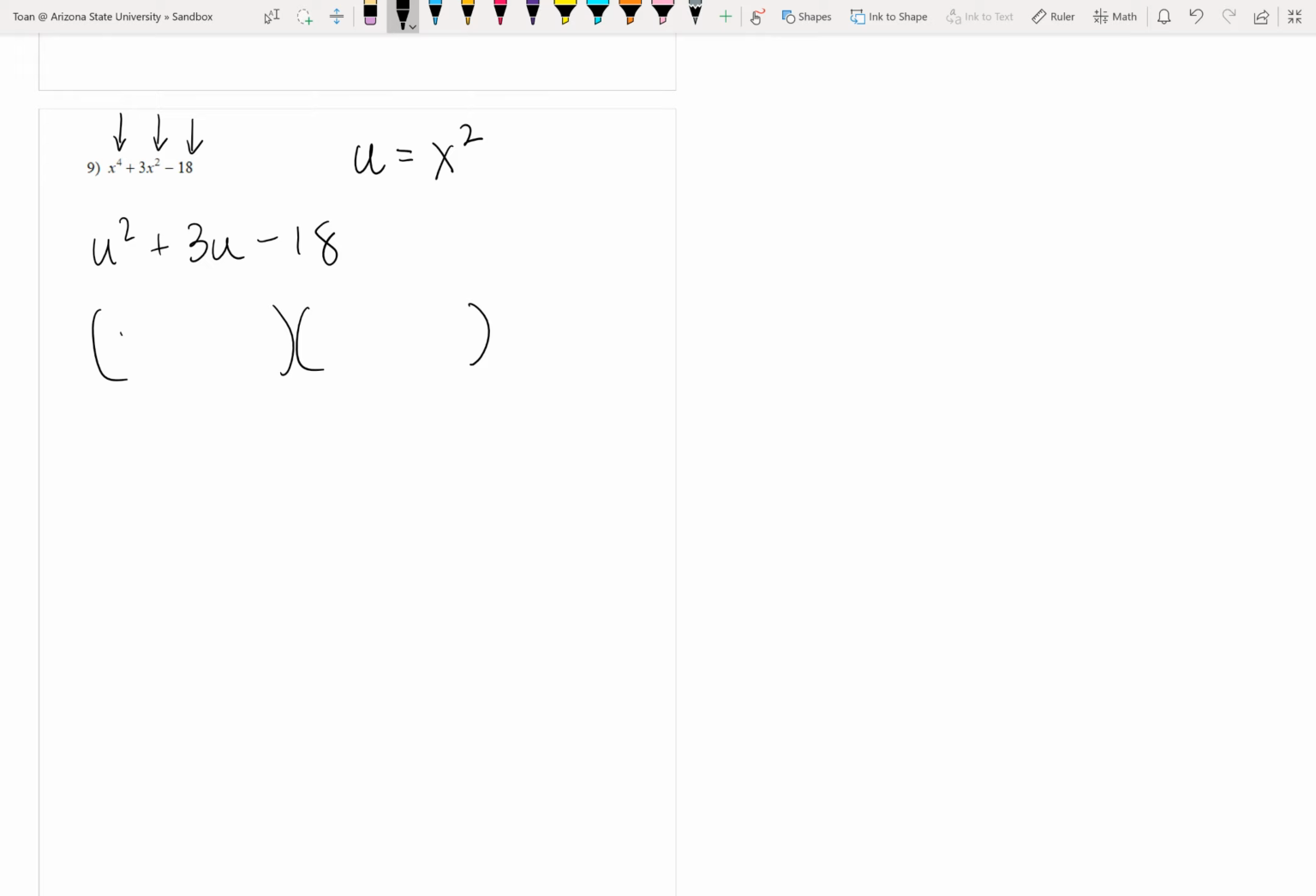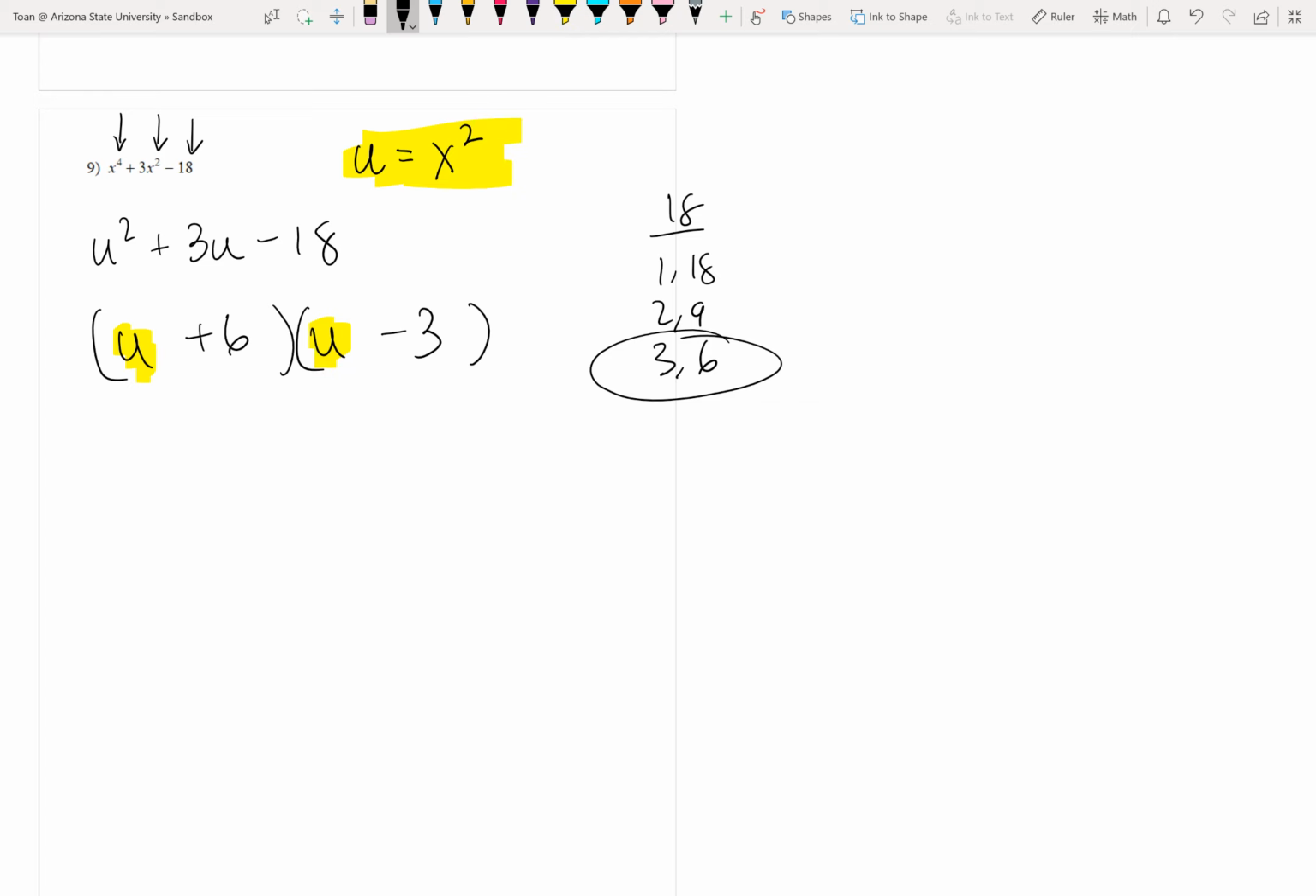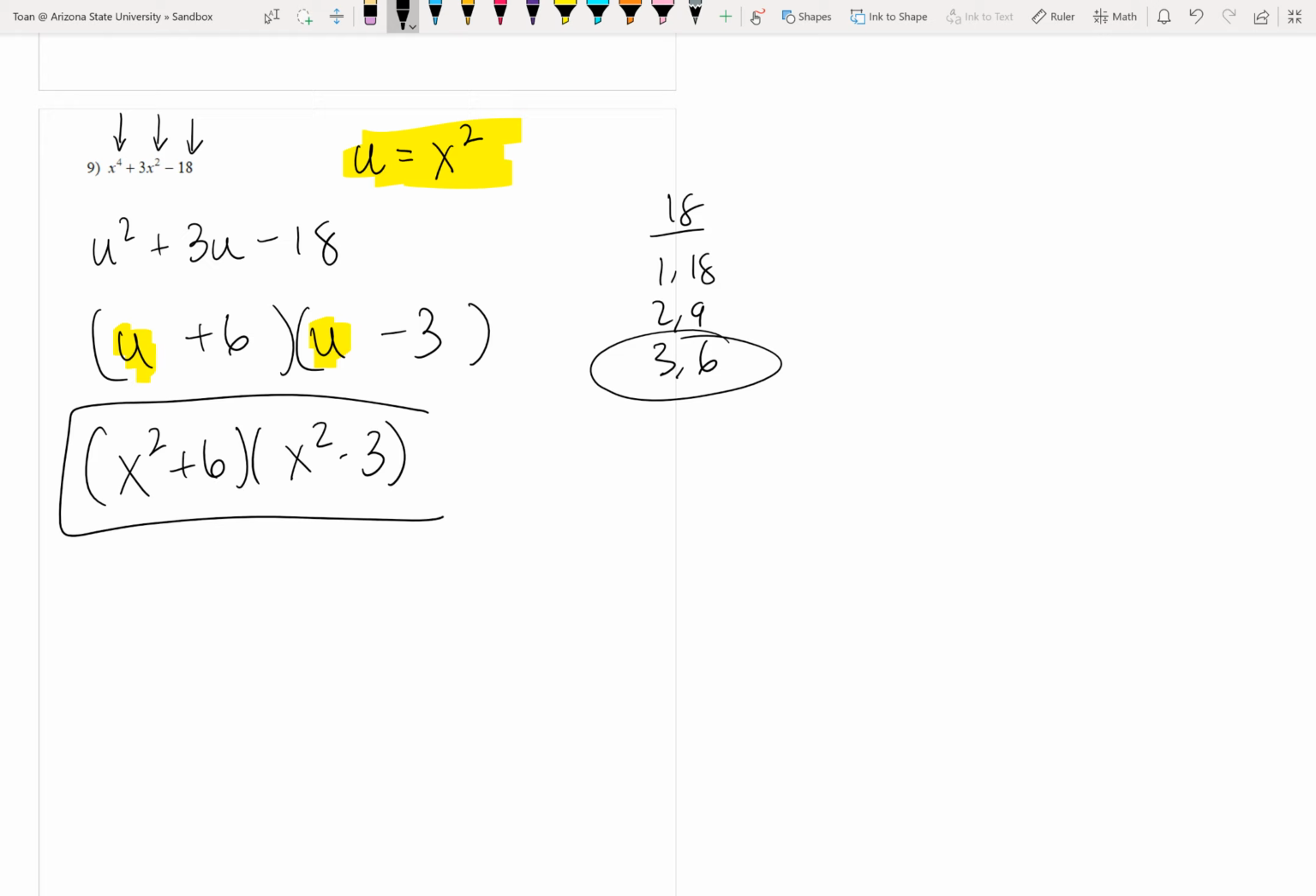2 parentheses, u and u, two numbers that multiply to 18 and subtract to 3. It has to subtract to a positive 3, so it'll be a positive 6 and negative 3. However, we have to remember the original problem is not in terms of u, but in x's. So wherever you see a u, substitute an x squared. So the factored form is going to be x squared plus 6, x squared minus 3.